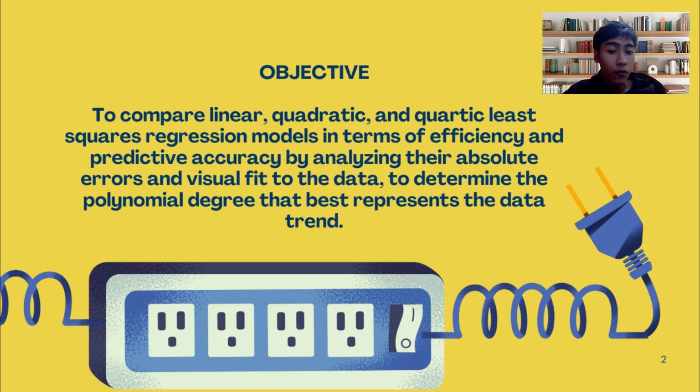Our objective of this study is to compare linear, quadratic, and quartic least squares regression models in terms of efficiency and predictive accuracy. This comparison is done by analyzing absolute error values and visual fitting of the plotted graph. The aim is to determine which polynomial degree best represents the data trend. We chose the 33 latest data from the data given, and we use two software, which are Excel and MATLAB.